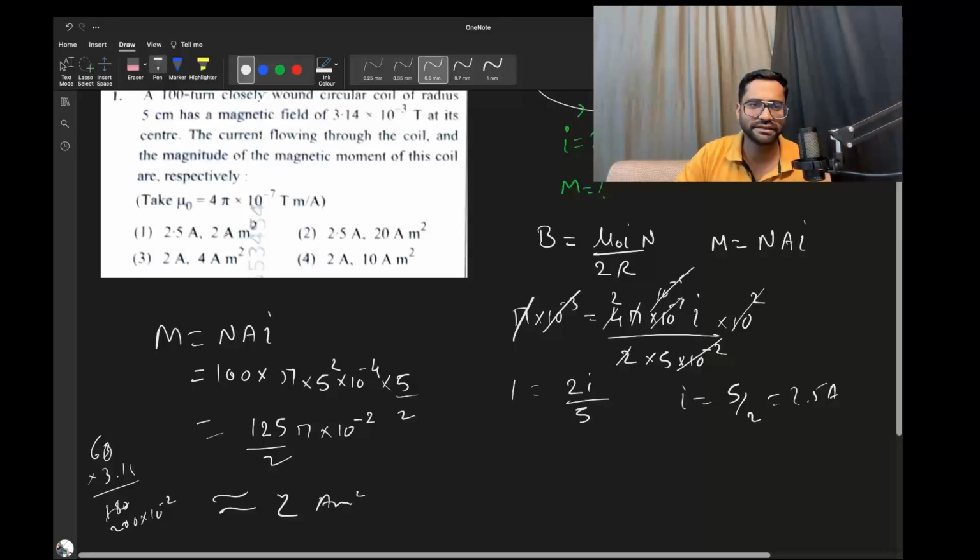So we have answer option 1. So this is 2 and this is 2.5. So option 1 is the correct answer.